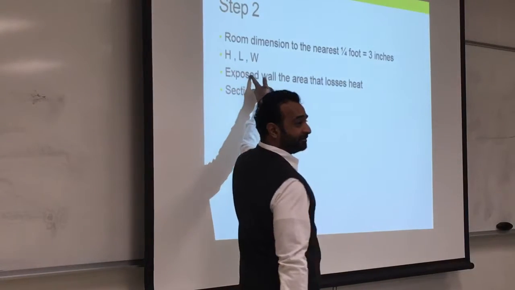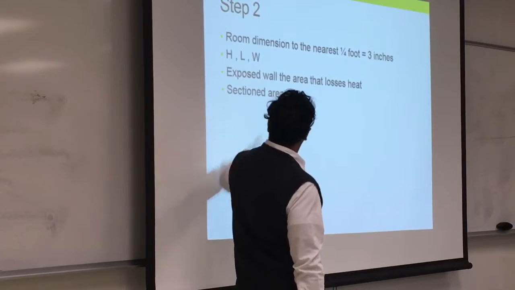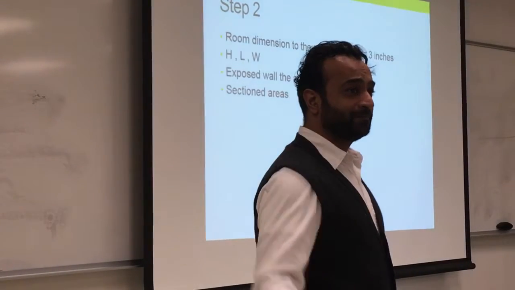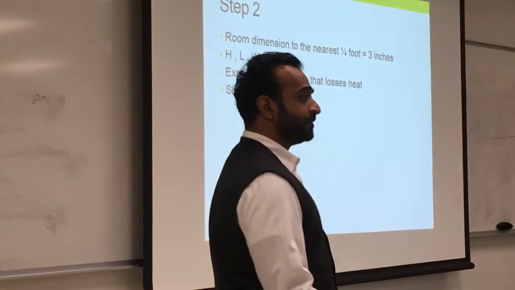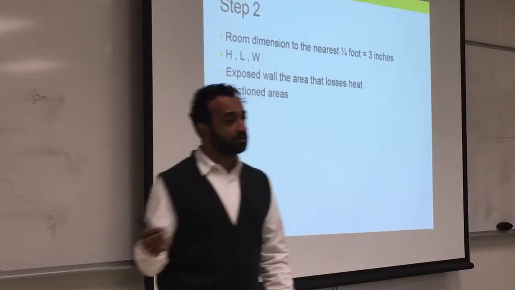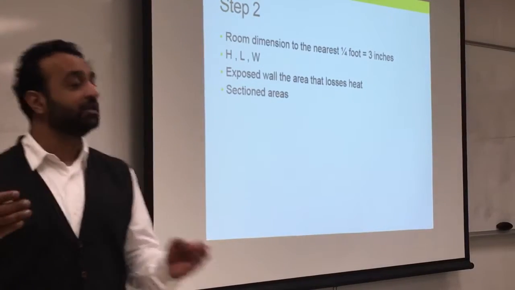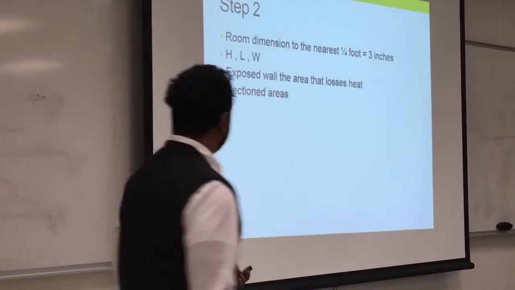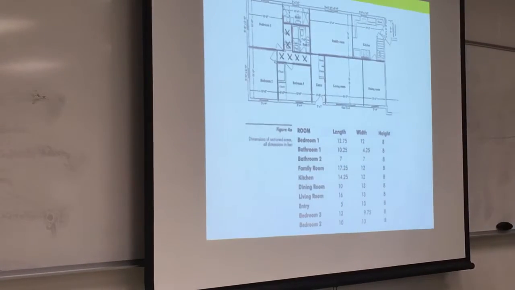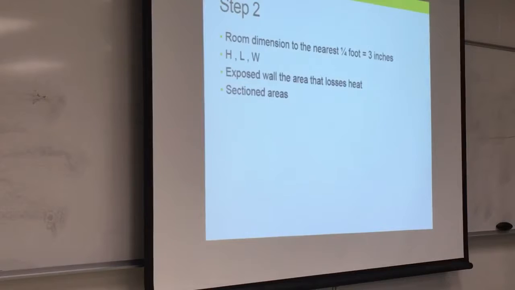Height, length, and width. That's on your floor plan. Exposed wall area that loses heat. That's something to the outside. Okay? Sectioned areas, there are some walls that have some of it inside, some of it outside. You only take the ones to the outside. No slabs. Hold on. Can I go back? Yeah.